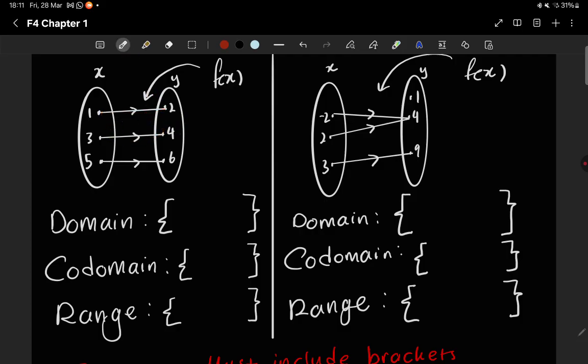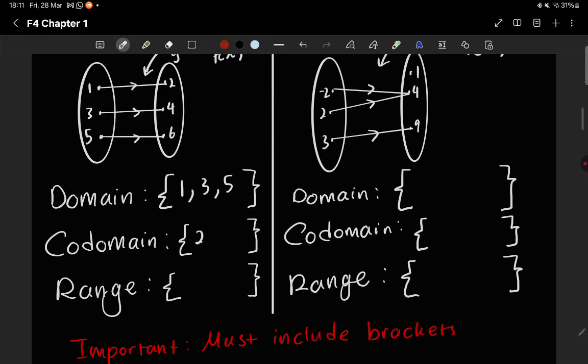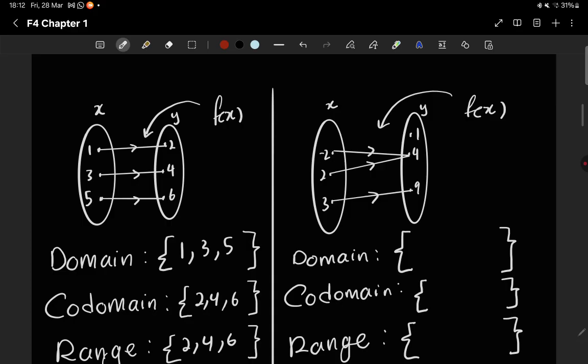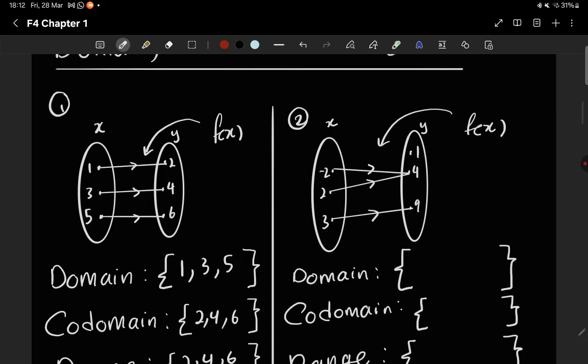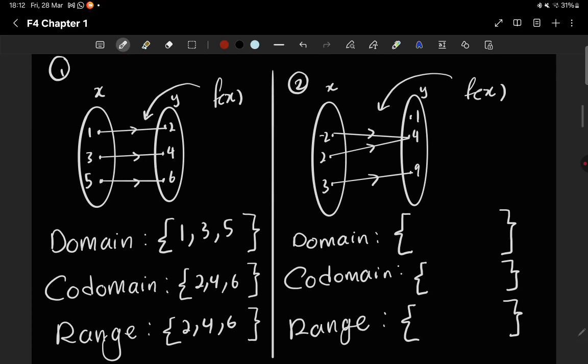Okay, let's try to solve this one, for example. The domain in this one will be 1, 3, and 5. The codomain will be 2, 4, and 6. And the range, if we take a look, all the values in the codomain are connected to the domains. So that's why our range will be the same, which is 2, 4, and 6. Alright, so that's our first example. Let's have a look at our second example.